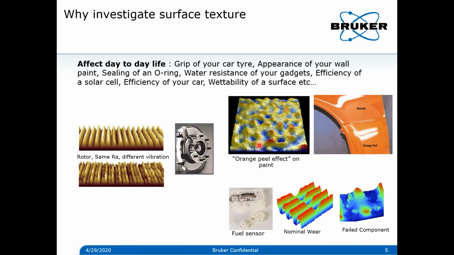Similarly, if you have a car and you like a good finish, but the paint or the surface is not so good, then you will get something like an orange peel effect, which you don't want. And similarly, for a fuel sensor, a nominal wear would look like this, but a failed component would look like this. So you need to look at the surfaces and their profile to understand what the functionality is and how it is going to perform.